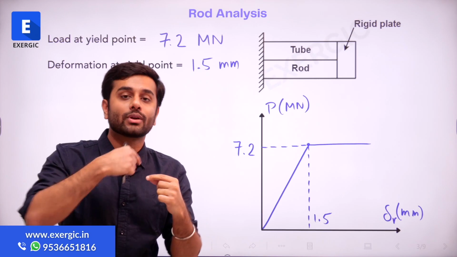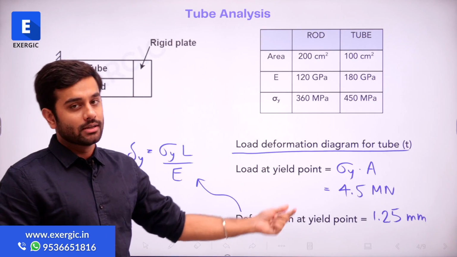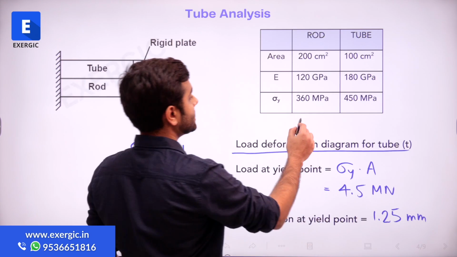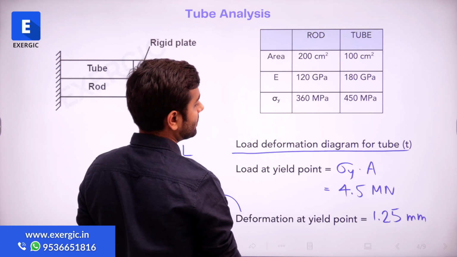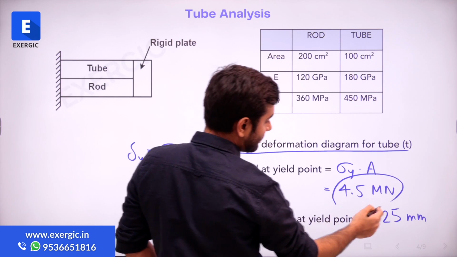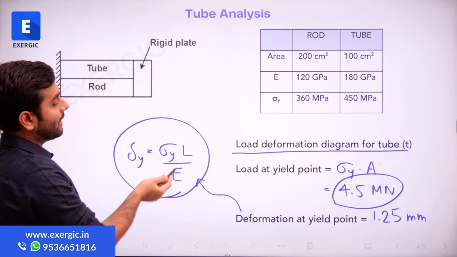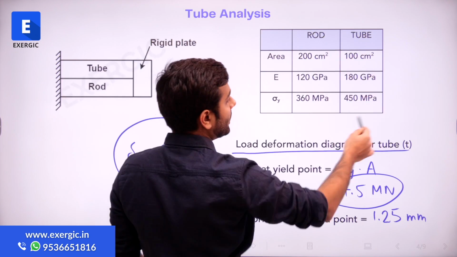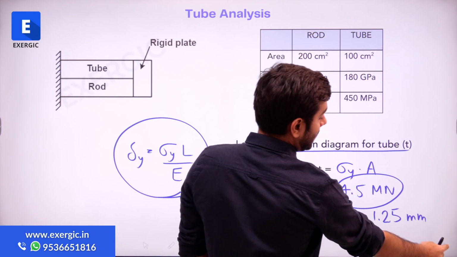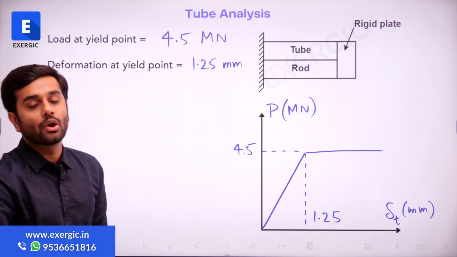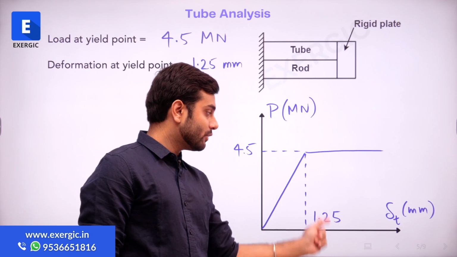Now the same thing we have to repeat for the tube. So for the tube also, the load at yield point, same concept, same formula, only instead of these values we are going to use these values and nothing else will change, right? So sigma y multiplied by A, you will get 4.5 mega Newton. For the deformation, you are going to use this expression, which is nothing but PL by EA. You put all the values from here and you are going to get 1.25 mm. Having known these two values at the yield point, we can draw the load deformation curve like this. The load 4.5 mega Newton and the deformation 1.25 mm.